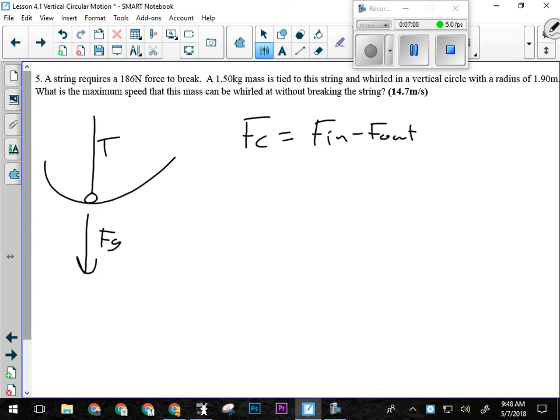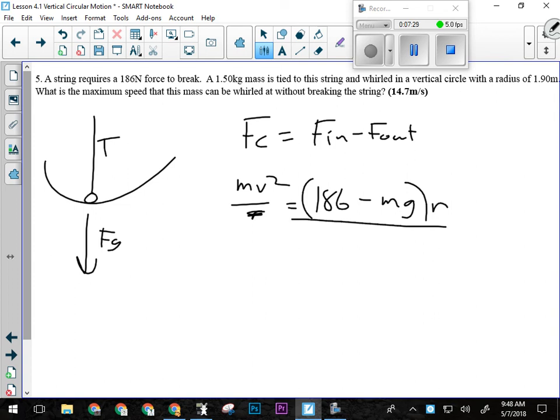So we know that mv squared over r equals the tension, which is 186 newtons, minus m times g. We're trying to figure out the maximum speed, so we're looking for v. So we manipulate by bringing r over to this side and then dividing both sides by m. m does not cancel. Then we square root this in order to get v. Everybody with me there?